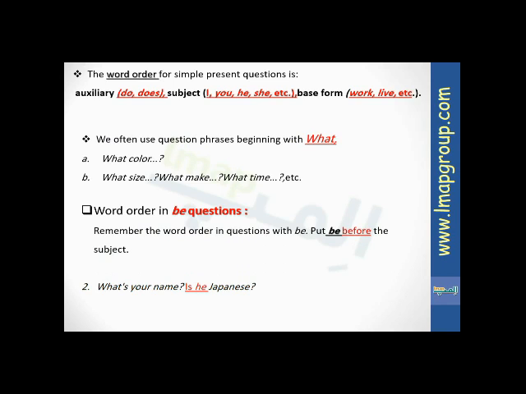Word order in B questions. Remember the word order in questions with B. Put B before the subject. Okay? For example, where are you from? ببینید توی سوالاتی که در واقع ما فعل to be داریم مثل اینجا که are هست باید حتما فعل to be مون قبل از فاعل بیاد. Where are you from? اینجا are چیه؟ فعل to beه. You فاعله. Okay?